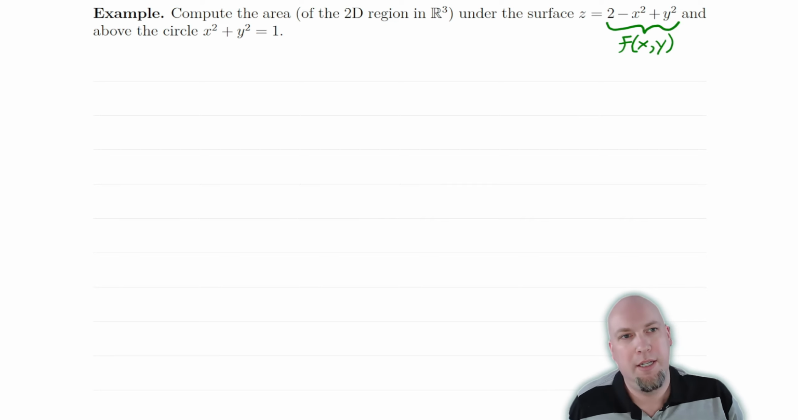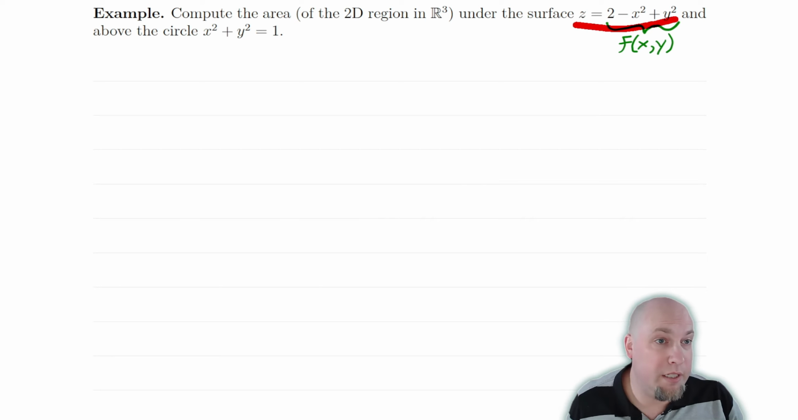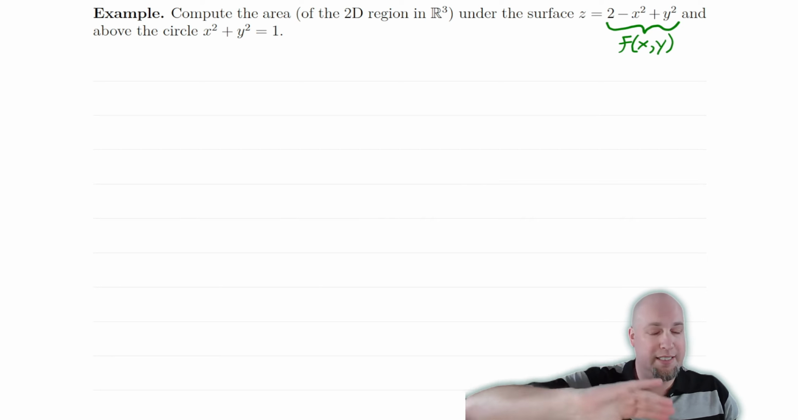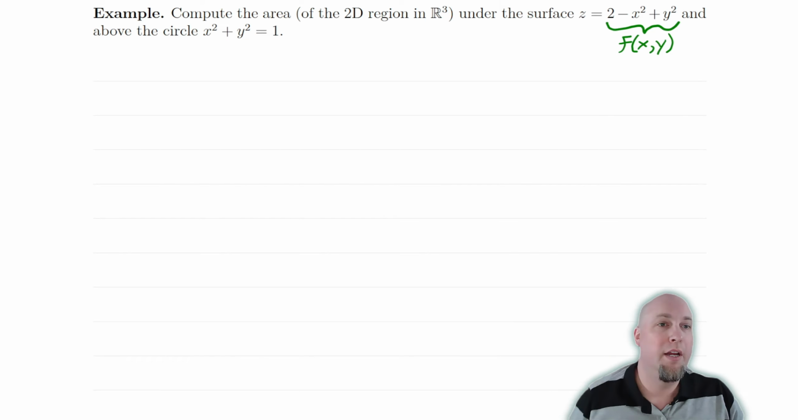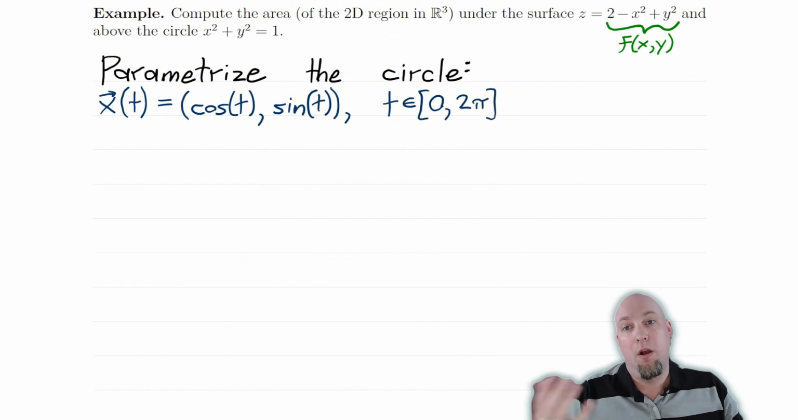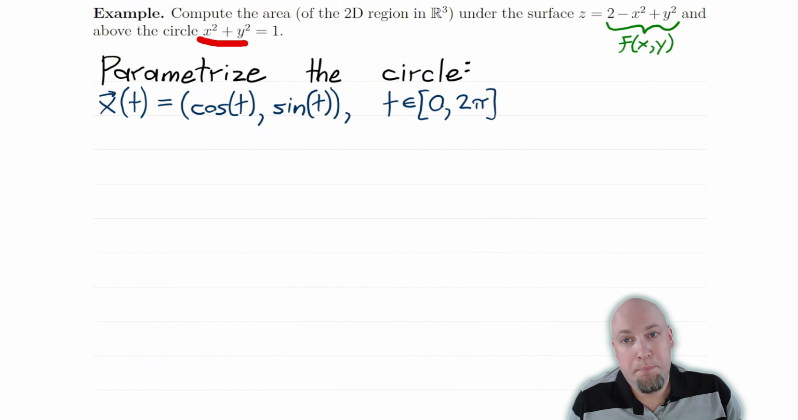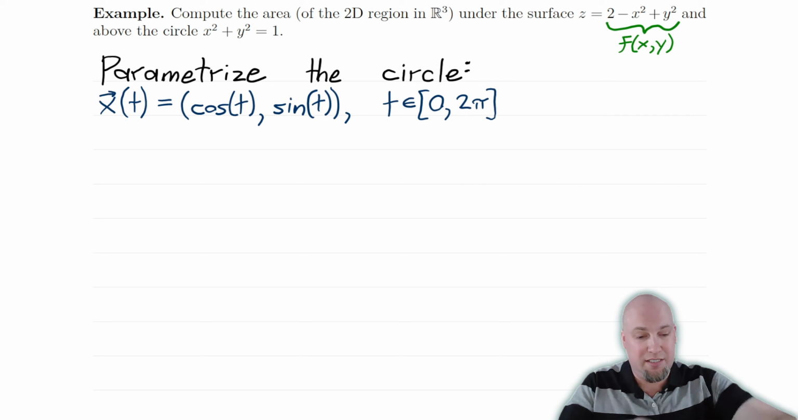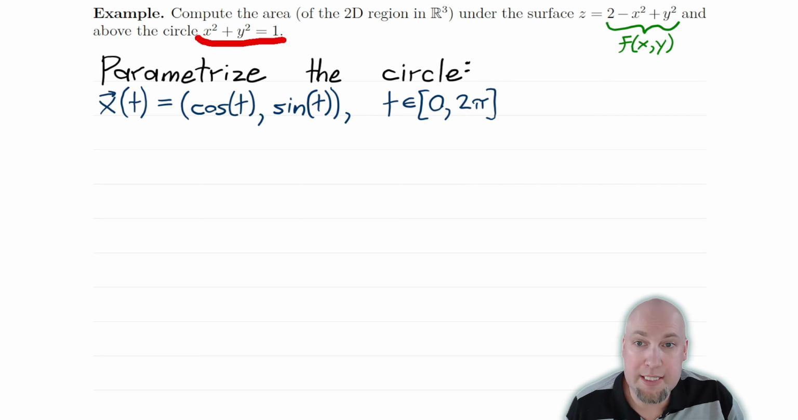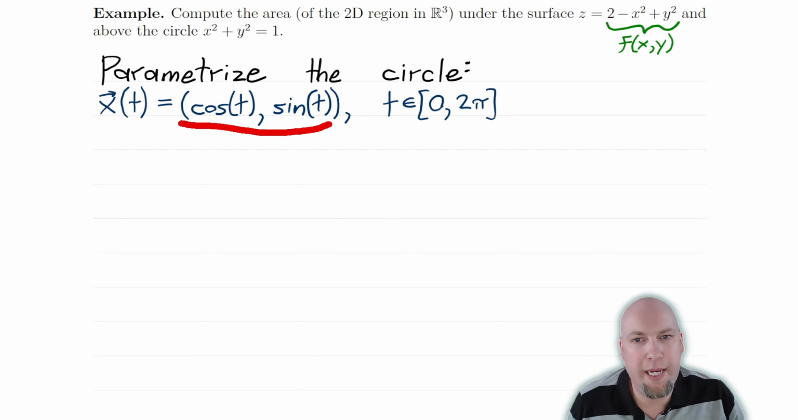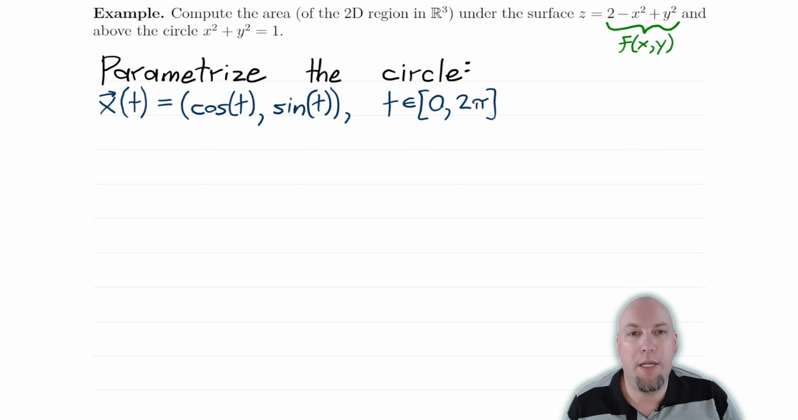Okay, so we need to figure out what our scalar field is, and we need to figure out what our path is. And the scalar field, remember, that's the surface. I'm thinking of it as a surface graph of a scalar field, so that's my f of x, y. What's the path? Well, that's the thing that you're going above. That's the curve that you're integrating above. So that's the circle in this case. I'm just going to parameterize it in the usual way, cos t, sine t, with t going from 0 to 2 pi, because I just want to go around the circle once.